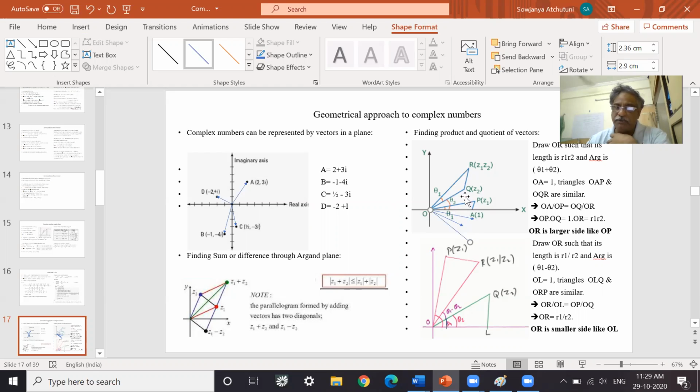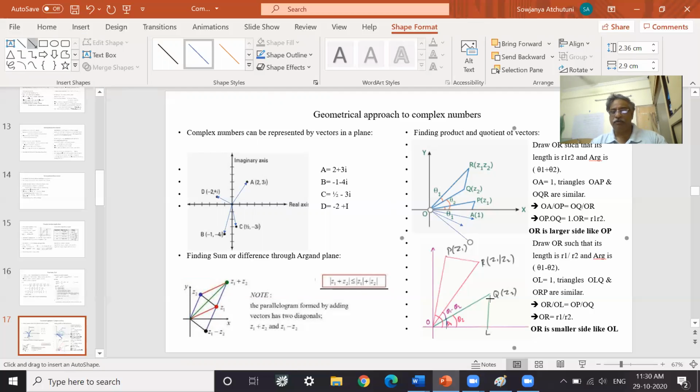If I do the same type of similar triangles here also, I will get Z1 bar into Z2 bar. This is Z2 bar, this is Z2, this is Z1 bar. If I do multiplication, I'll get this equivalent, which is exactly Z1 Z2 bar. This is Z1 Z2. This is Z1 Z2 bar. Same is the case with Z1 by Z2.